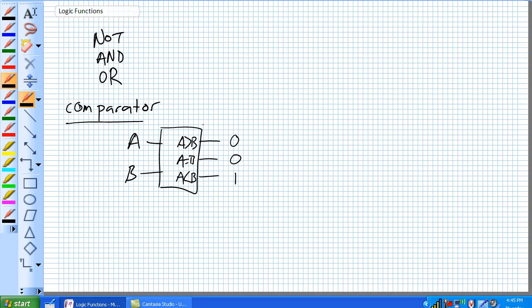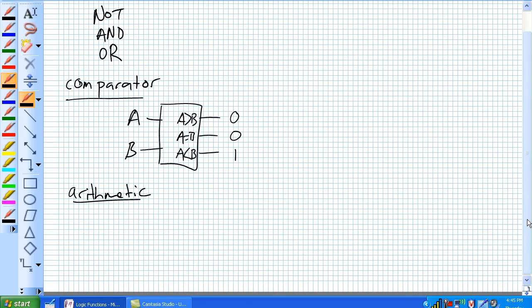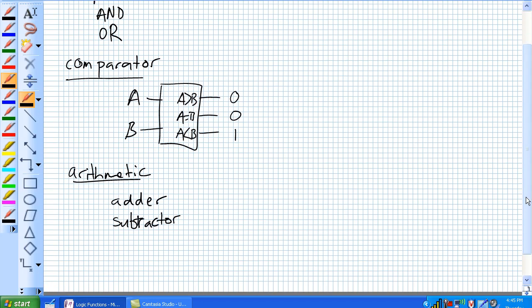The next basic logic function is arithmetic operations. The basis for all arithmetic operations is the adder. Believe it or not, you can make a subtractor from an adder. Trust me, I'll show you how to do it. A multiplier, if you really think about it, is just successive addition. Remember in fourth grade, 4 times 4? 4 plus 4 plus 4 plus 4. You can do it that way, but there are faster means to do it.